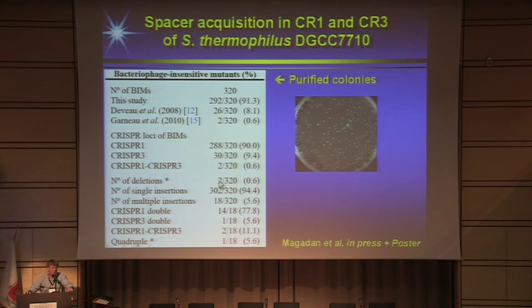In some cases, we also had deletions of the arrays. So some of the bacteria were actually acquiring a spacer, but they were losing some of them, especially the ones in the middle of the array. And then most of the BIMs were resistant to phage due to the acquisition of 1 spacer, whereas others were resistant because they had acquired multiple spacers. We can even have one that, in one challenge event, had acquired 4 different new CRISPR spacers.